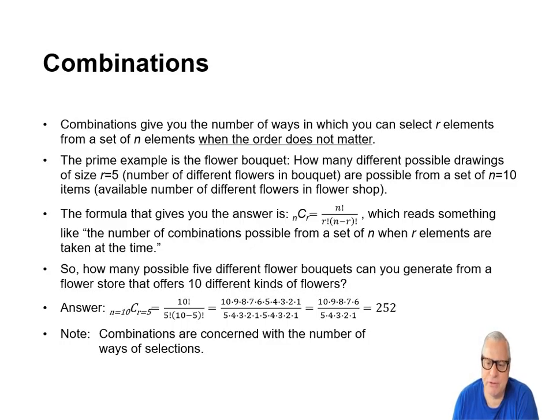So how many possible 5-flower bouquets can you generate from a flower store that offers 10 different kinds of flowers? The answer is 10 choose 5, so now it's 10 factorial, which is 10 times 9 times 8 times 7, 6, 5, 4, 3, 2, 1, over 5 times 4 times 3 times 2 times 1, and then again 10 minus 5 factorial, which is 5, 4, 3, 2, 1. Some things cancel out, like the 5, 4, 3, 2, 1 cancels with those 5, 4, 3, 2, 1. We are left with 10 times 9 times 8 times 7 times 6 over 5 times 4 times 3 times 2 times 1, and the answer is 252 different kinds of flower bouquets.